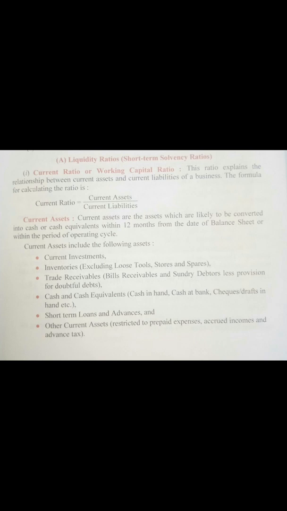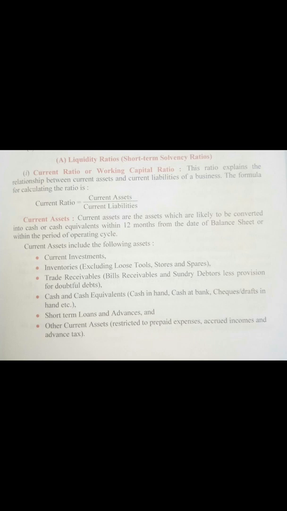In current assets, we have to include the current investment, inventories, and we have to exclude the loose tools and stores and spares. We don't have to include these two things while calculating our current assets for current ratio. Next thing which is to be included in current asset is trade receivable. That means bills receivable and the sundry debtors. And from that we have to subtract the provision for doubtful debts also.